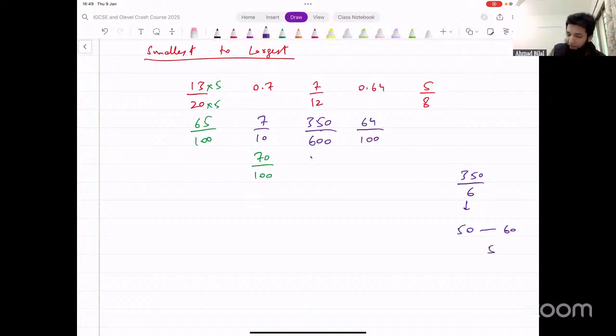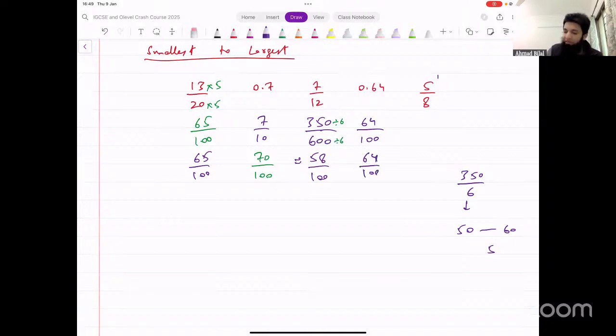So if we divide the numerator and denominator by 6 here, that is going to give us approximately 58 over 100. And that is going to suffice because there are no other numbers that are close there. So this is enough approximation, and now we should be able to compare this as well.